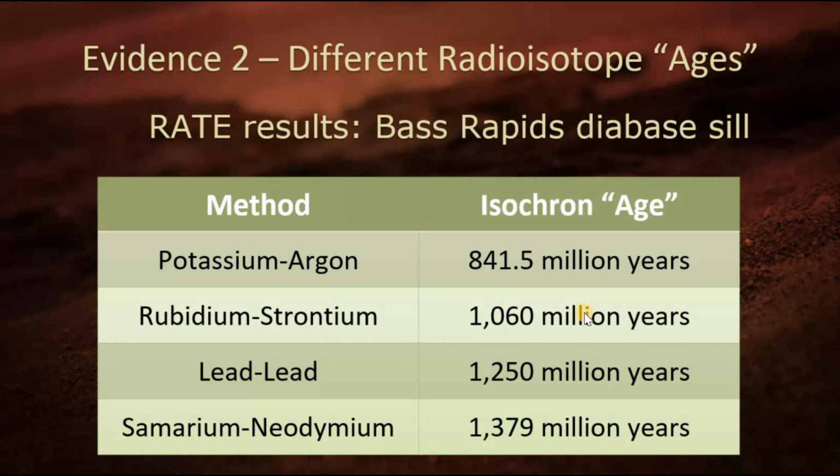Do any of these radioisotope ages agree with one another? Do they match? Maybe there's an option E, none of the above. You go from one saying this rock's 841 million years old, and then the bottom saying it was 1,379,000,000 years old. They're supposed to all agree, but they all disagree by dramatic amounts.